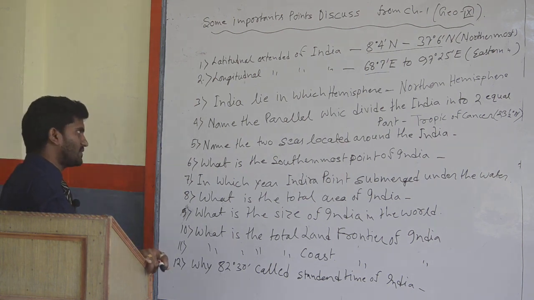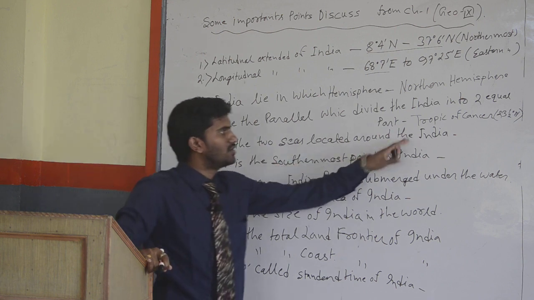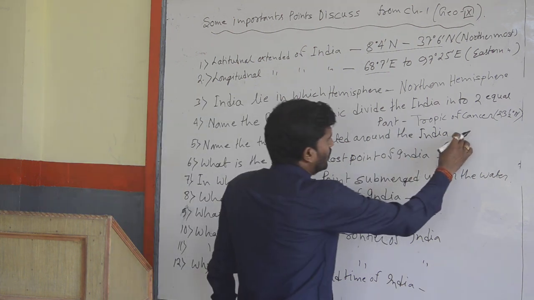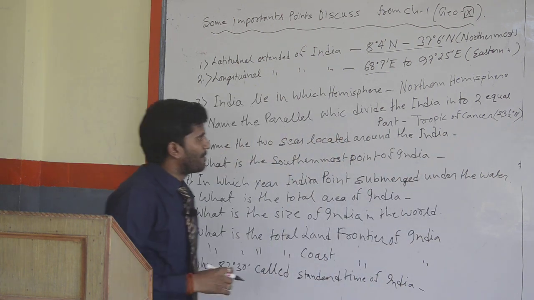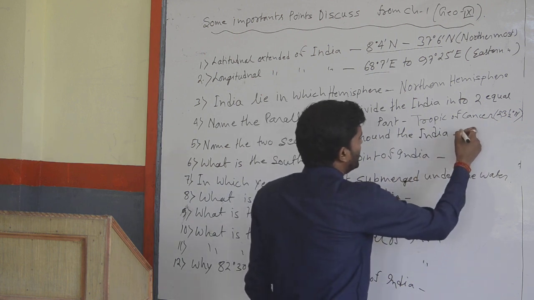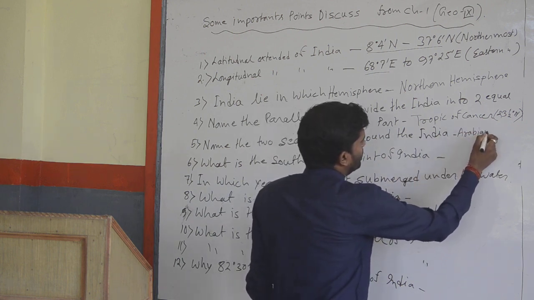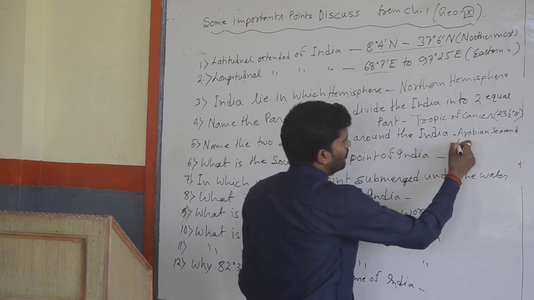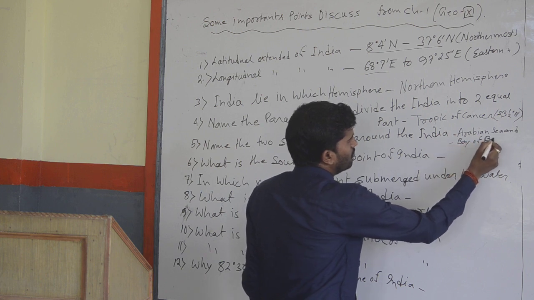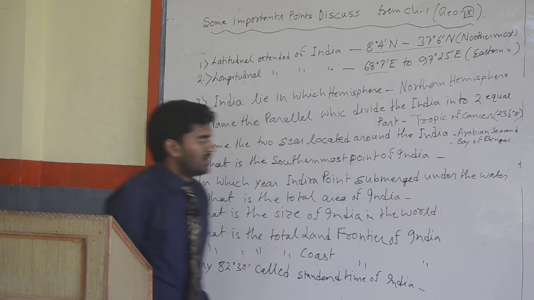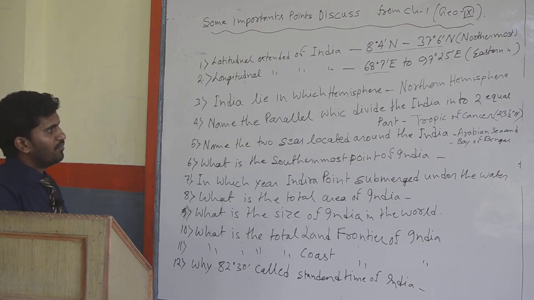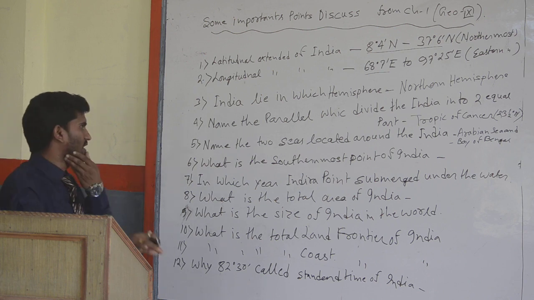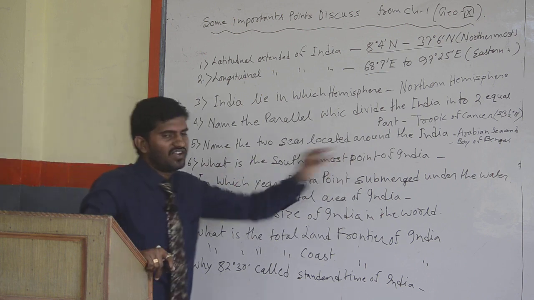Then fifth number, name the two seas located around India. That means in the western part of India is the Arabian Sea, and the eastern part is the Bay of Bengal. Clear? In the eastern part of India, the Bay of Bengal, and in the western part of India, the Arabian Sea is located around India. Clear?